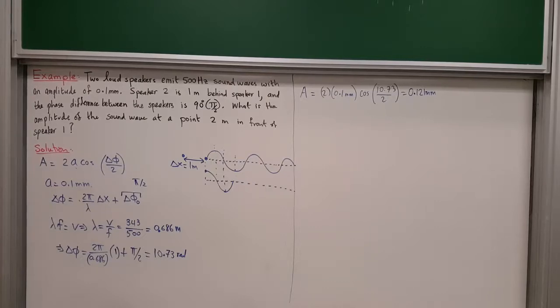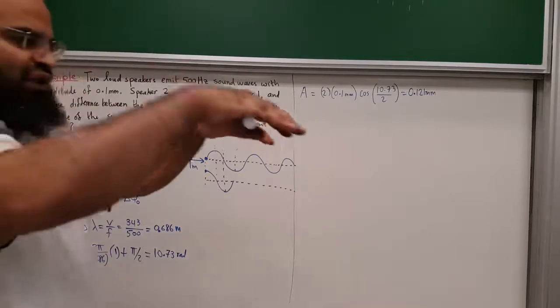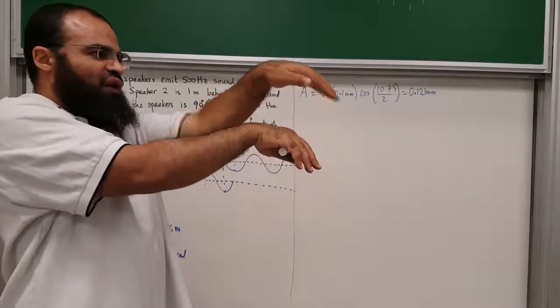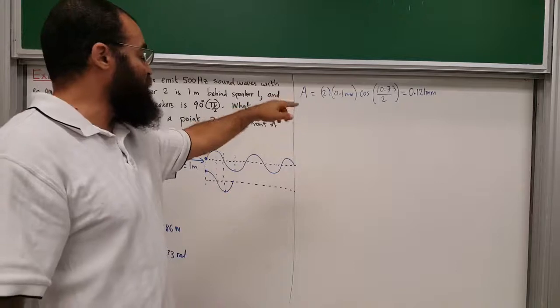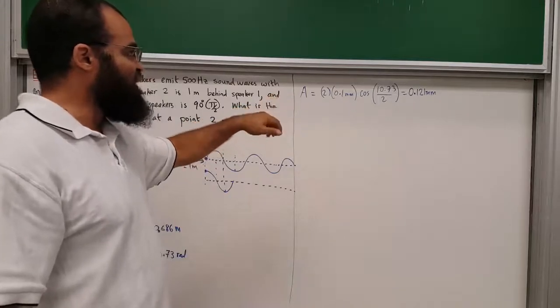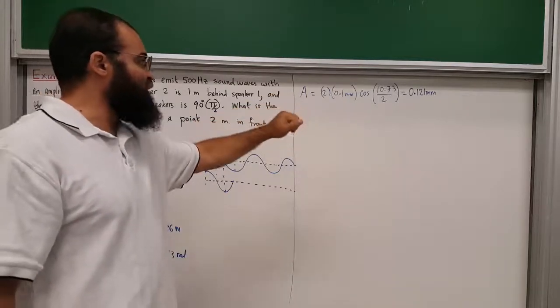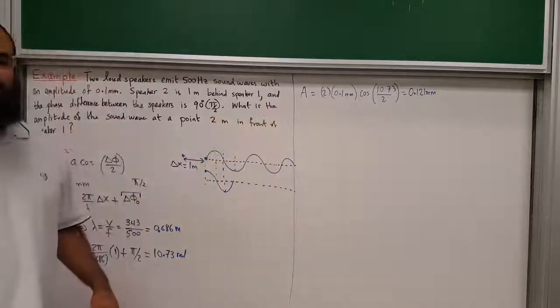So the interference is constructive because the overall amplitude is larger than the individual amplitudes. It's not completely constructive, because if it were perfectly constructive, the total amplitude would be twice, it should be 0.2. You have two waves. If you put them perfectly on top of each other, you get a wave twice as high. That should have been 0.2 if it were perfectly constructive. But nevertheless, it's still constructive. It's partially constructive.